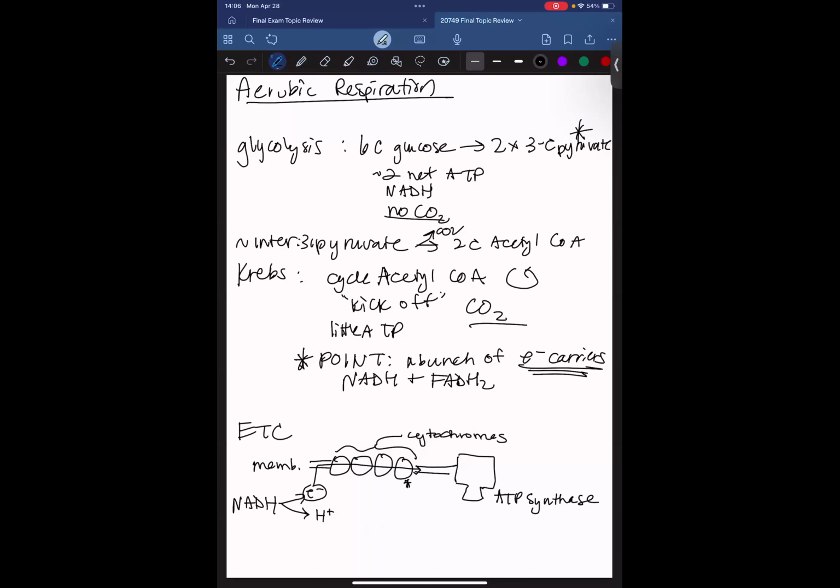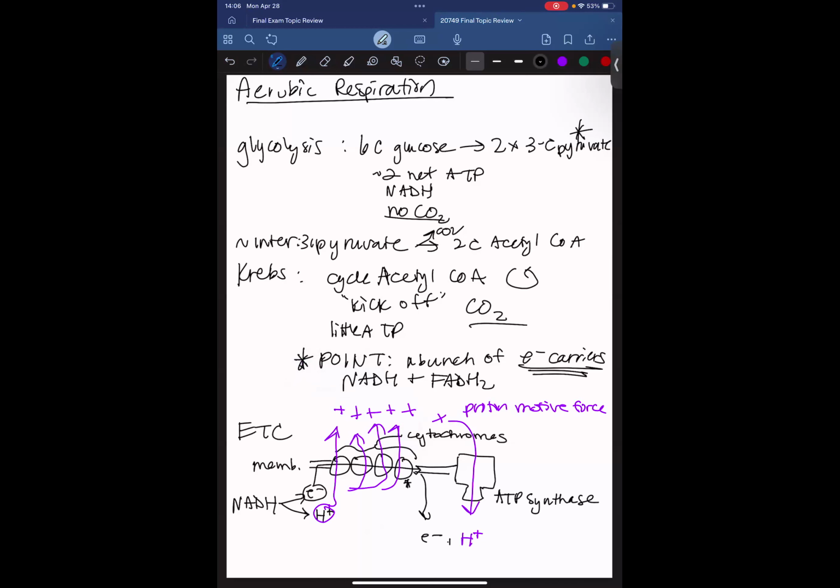So there's our electrons, and then these H pluses all get pumped out while those negative electrons move across the cytochromes. The positive H pluses get moved outside of the cell. We create this gradient. This is known as the proton motive force. And then this causes the protons to move back in. And then we have the electrons that come off too.